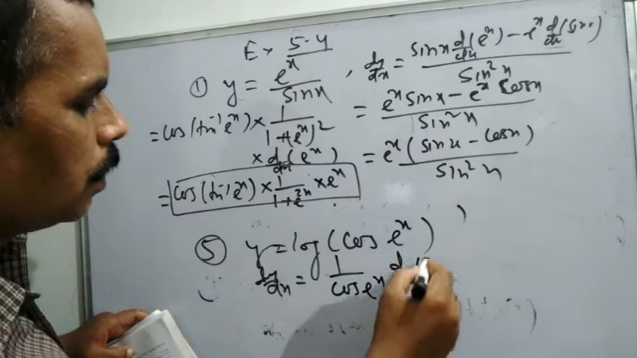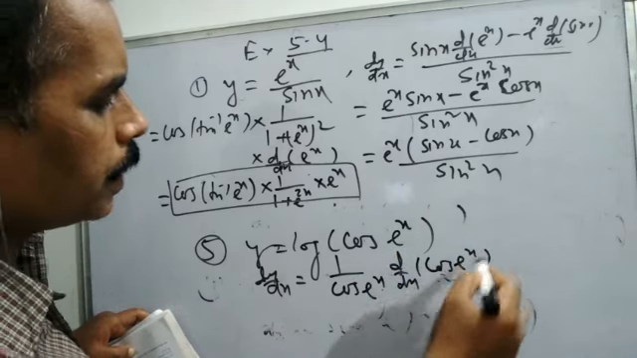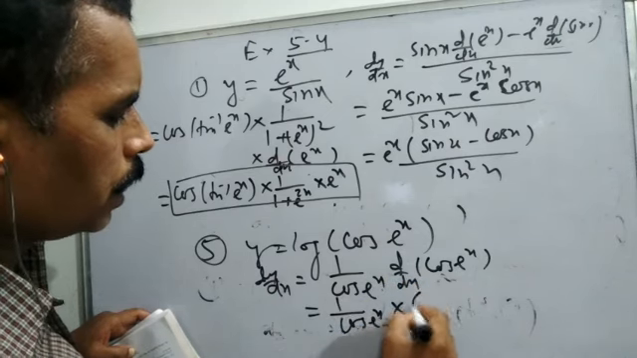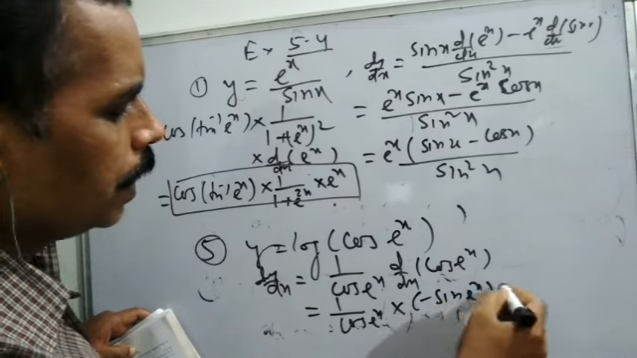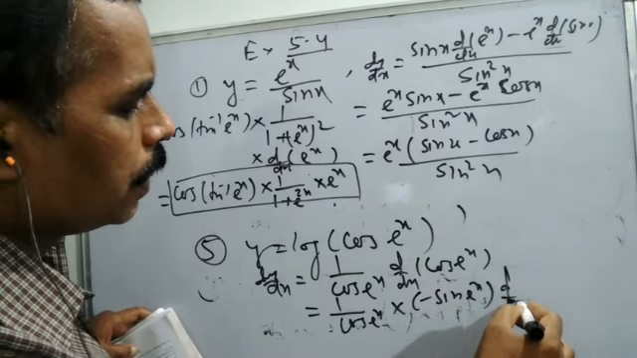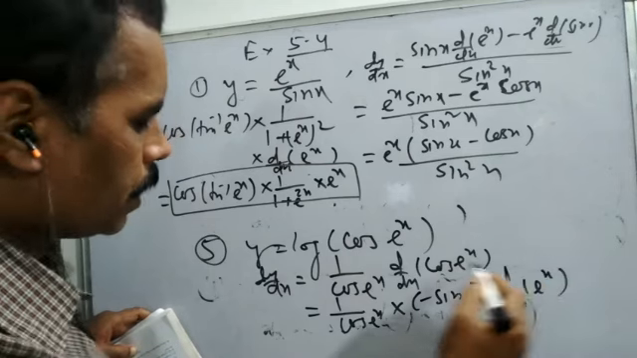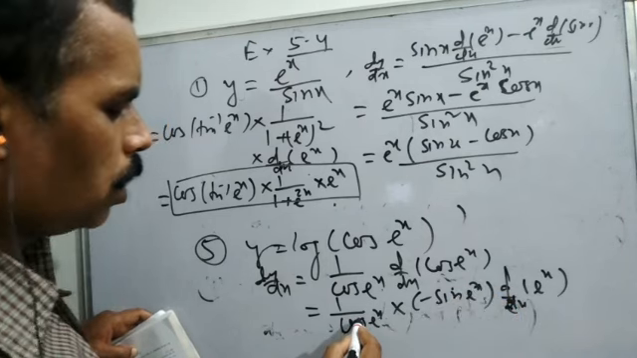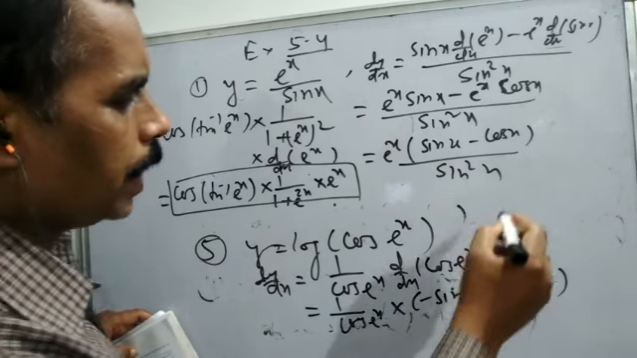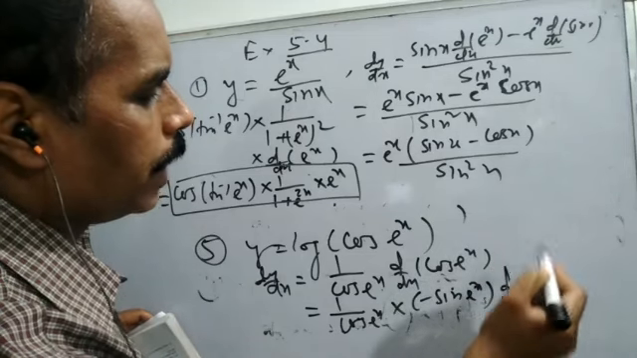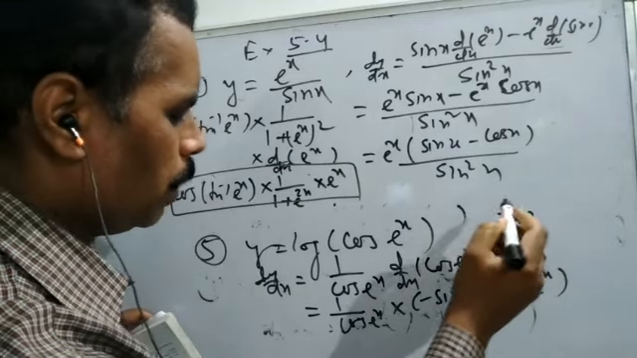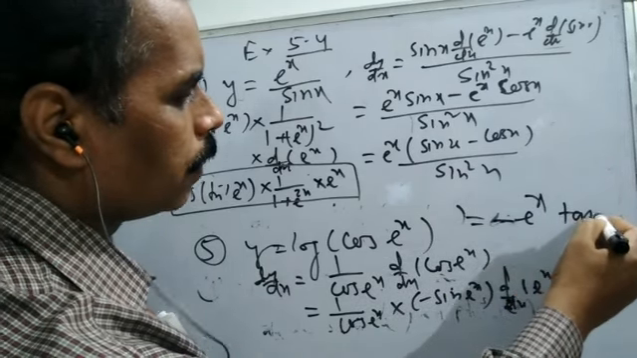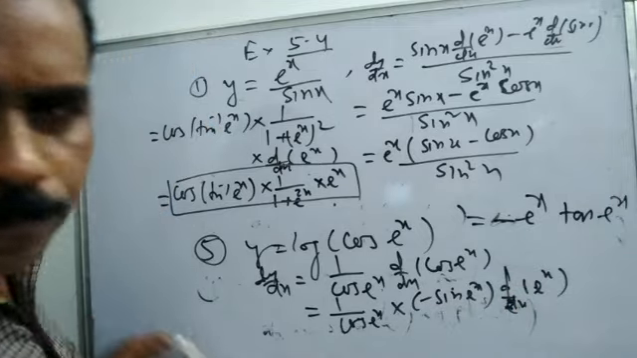Again derivative of cos e to the power x, that will be 1 by cos e to the power x into minus sin e to the power x into derivative of e to the power x. What will be the final result? The final result will be minus sin e to the power x by cos e to the power x. So that equals minus tan e to the power x, and e to the power x derivative also e to the power x. So it will be minus e to the power x tan e to the power x. Okay.